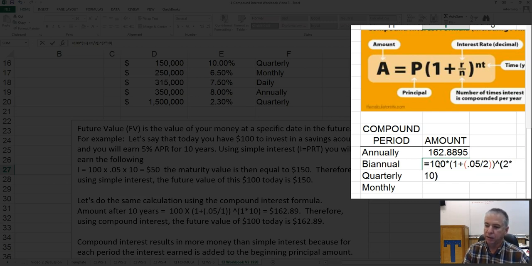And let's see how that compares. So we're taking the same amount of money, but compounding it 2 times over the same period of time, which is the 10 years. And you can see we end up with just a little bit more, about $1 more.